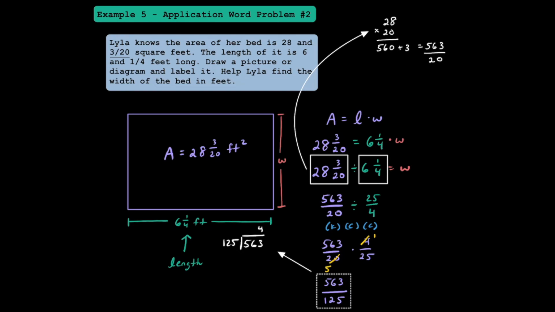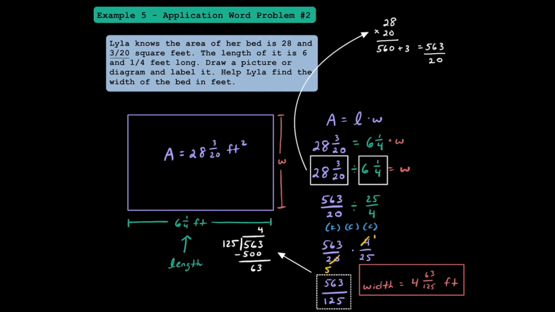125 times 4 gets us 500. That's going to be as close as we can get. Subtracting it, we're going to get 63. From this long division, we can see the width of this bed is going to be 4 and 63 over 125 feet long. Just so you understand, this is about 4.5 feet.